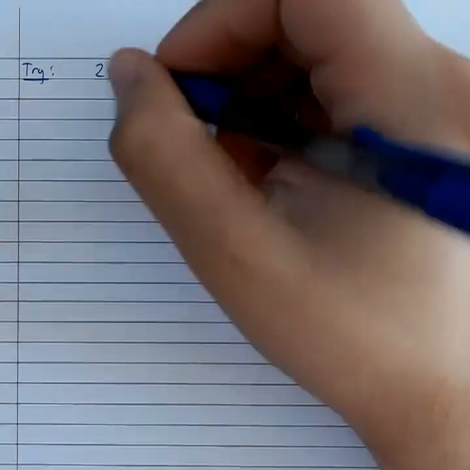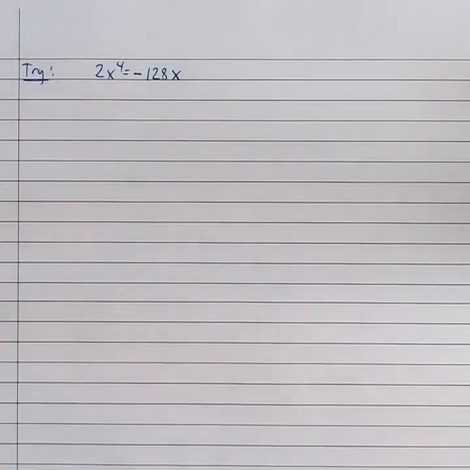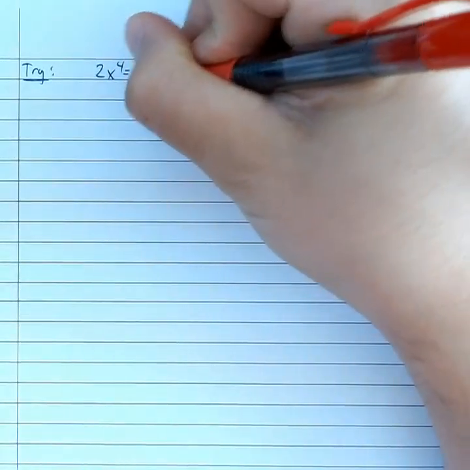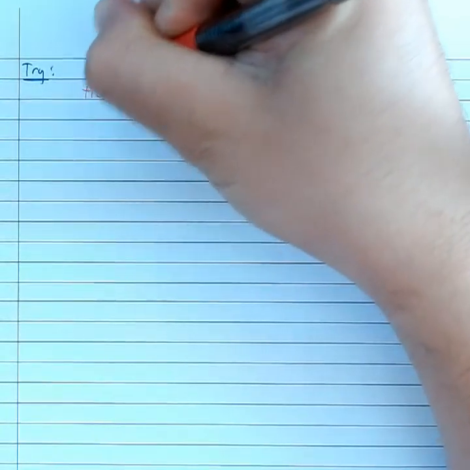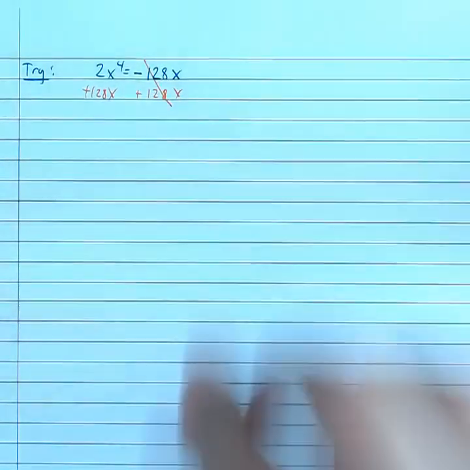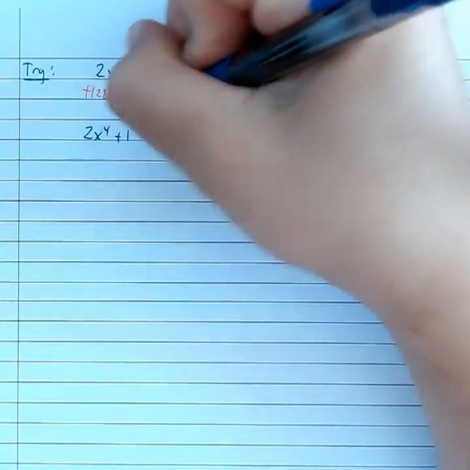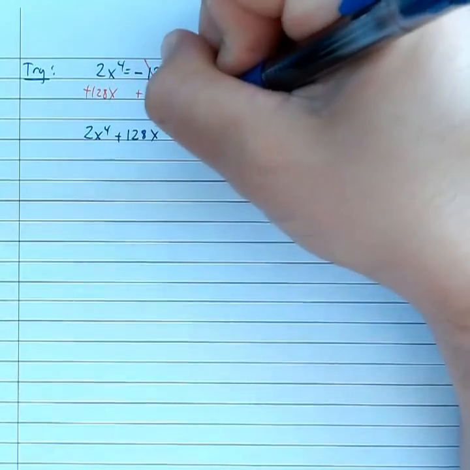All right, so let's take a look here. We want to make one side of our equation equal to 0 so that we can factor out on the other side. So let's go ahead and add 128x to both sides of our equation here. And this will give us 2x to the 4th plus 128x is equal to 0.